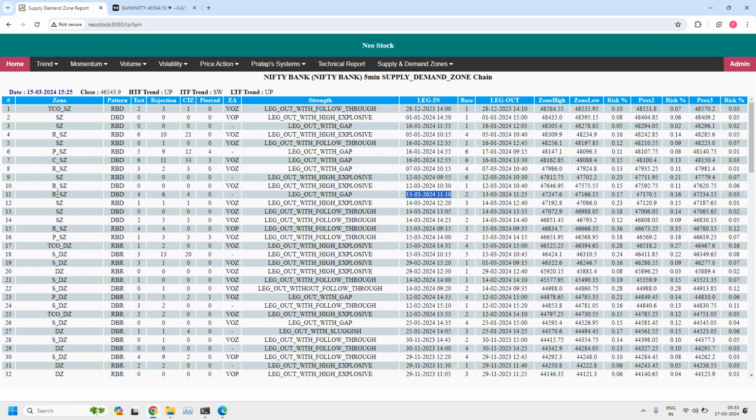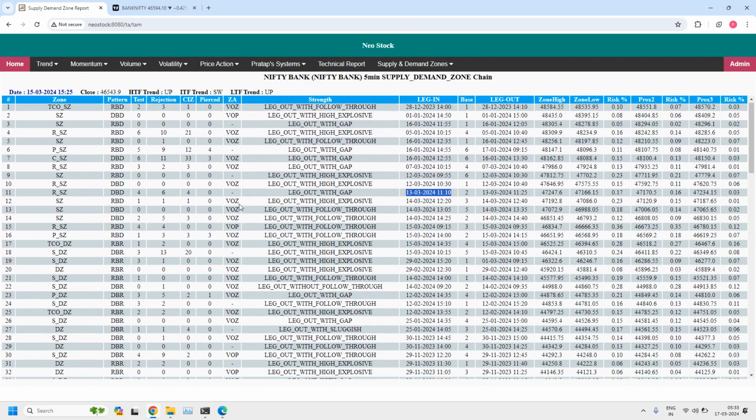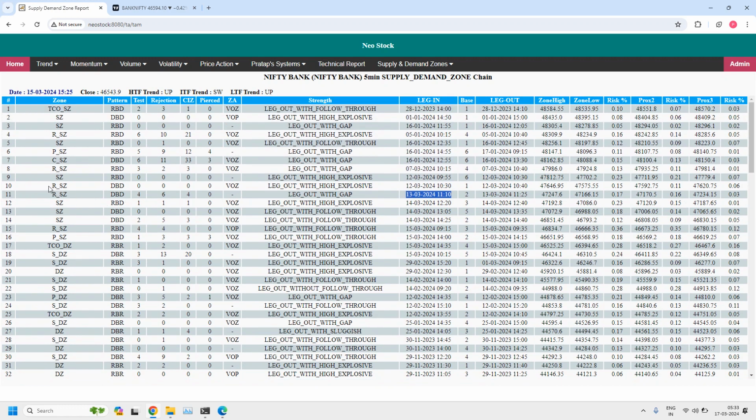So next, anything else we have? Just above there is one more. This is a fresh high liquidity zone, not yet tested. We have leg out with high explosive. We have violated opposing zone achievement.